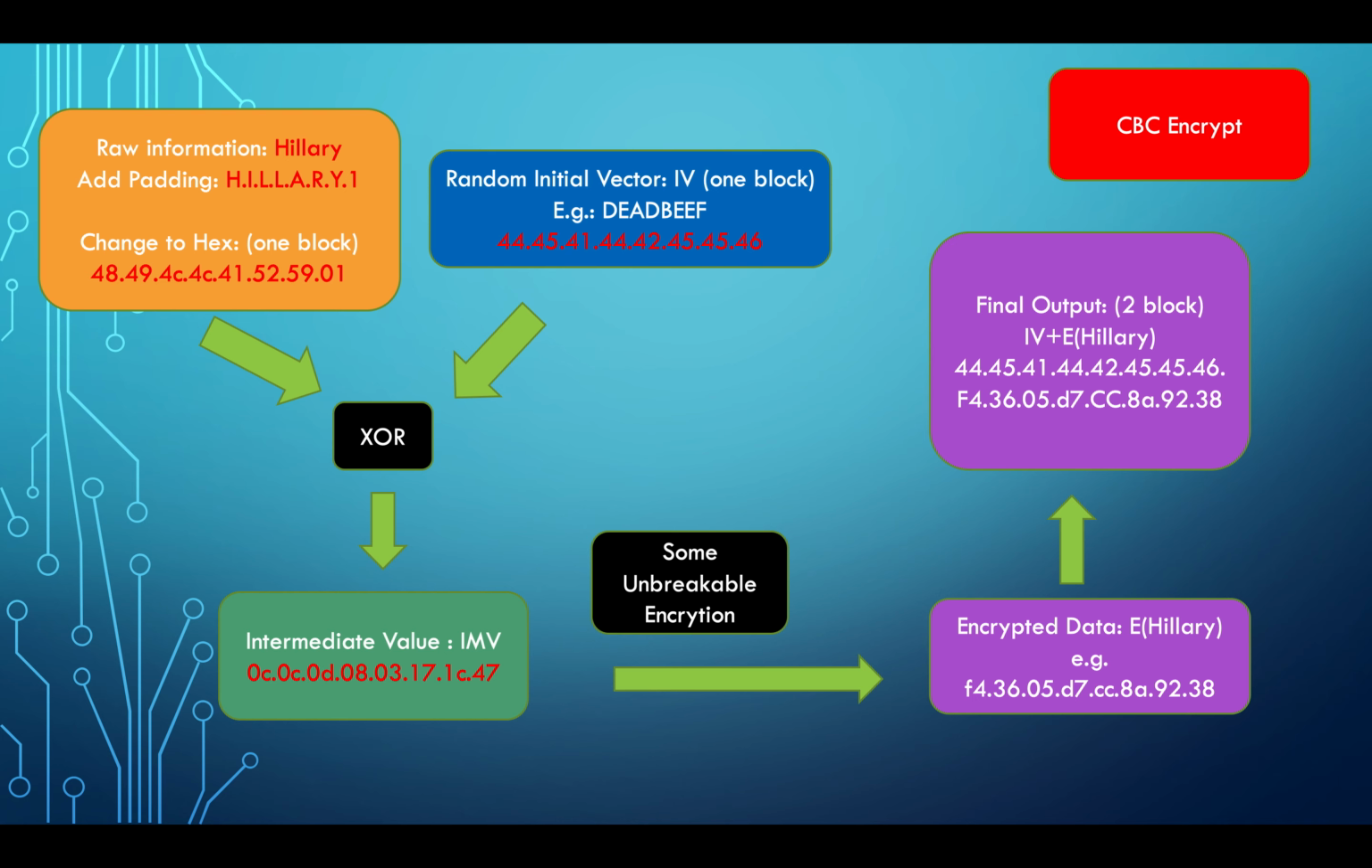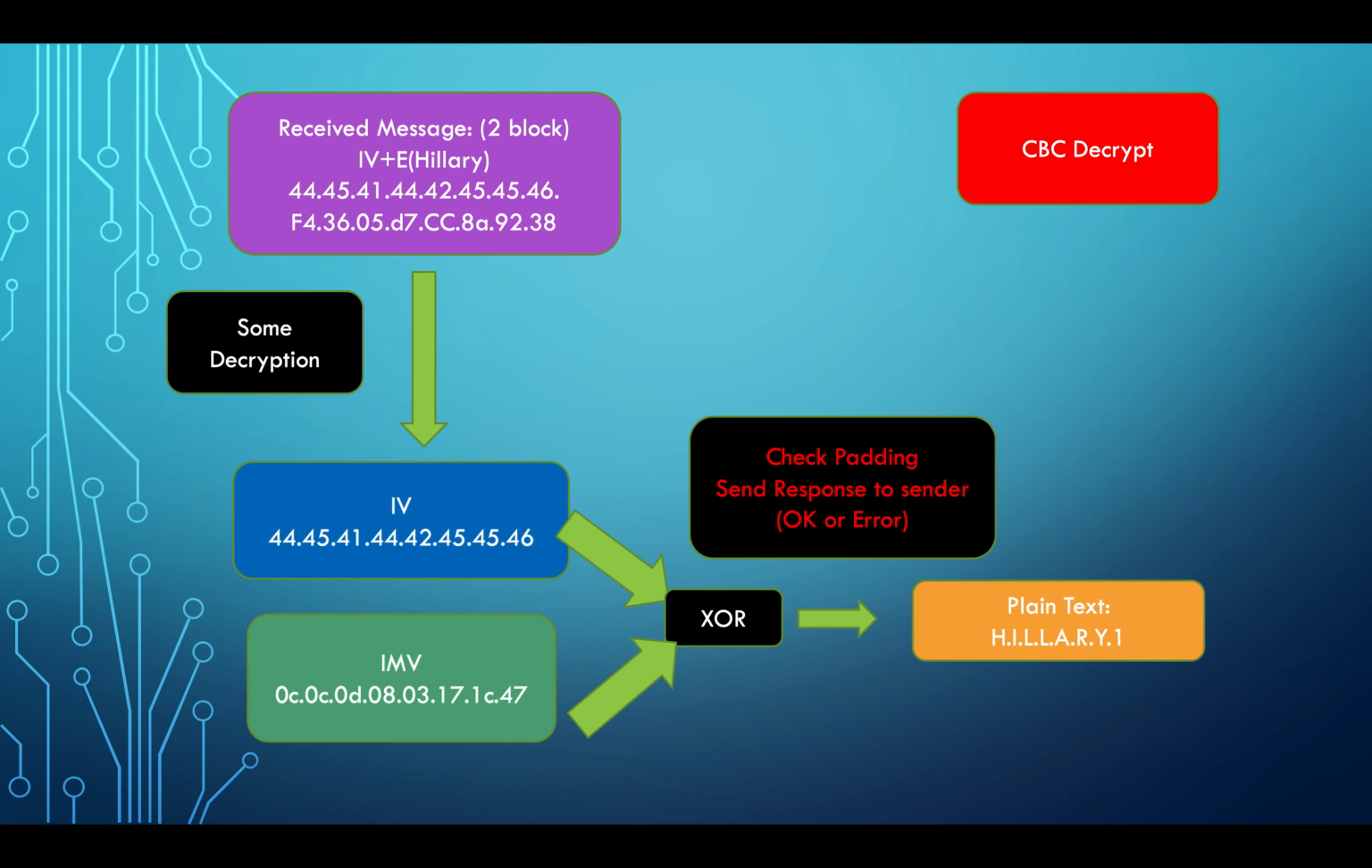On the other hand, the receiver has a reverse logic. The Capitol receives a 2-block message. They will extract the first 8 bytes as IV and do decryption on the remaining 8 bytes, which is E-Hillary. It will give them the IMV. What they should do is XOR the IMV and IV to retrieve the plain text.